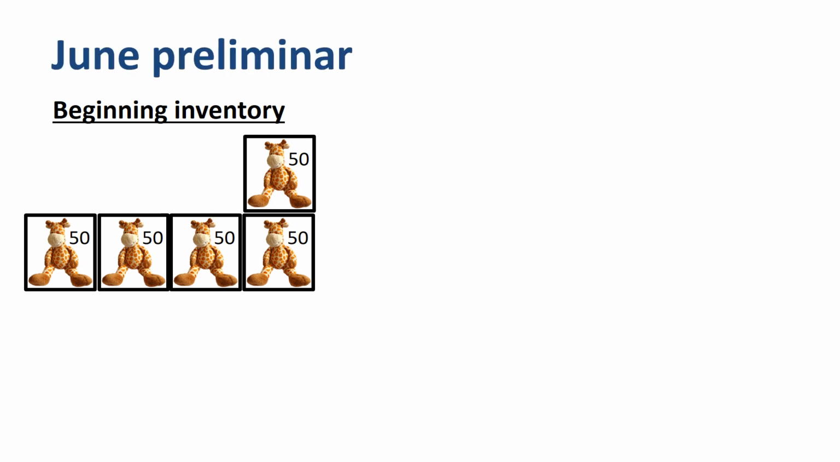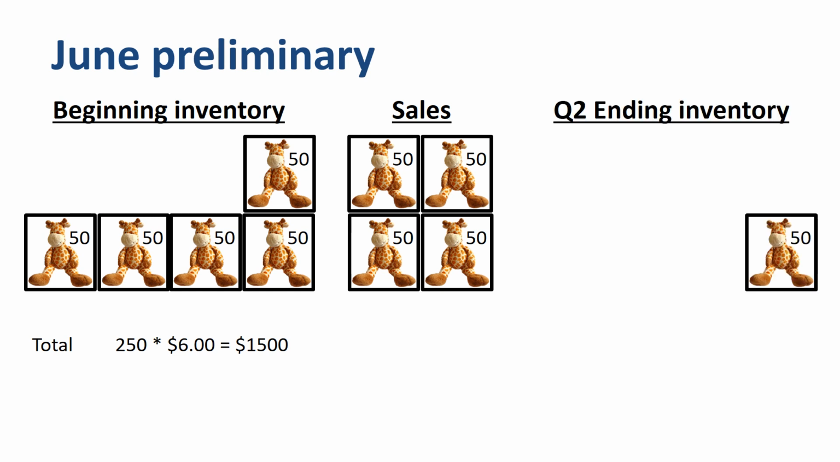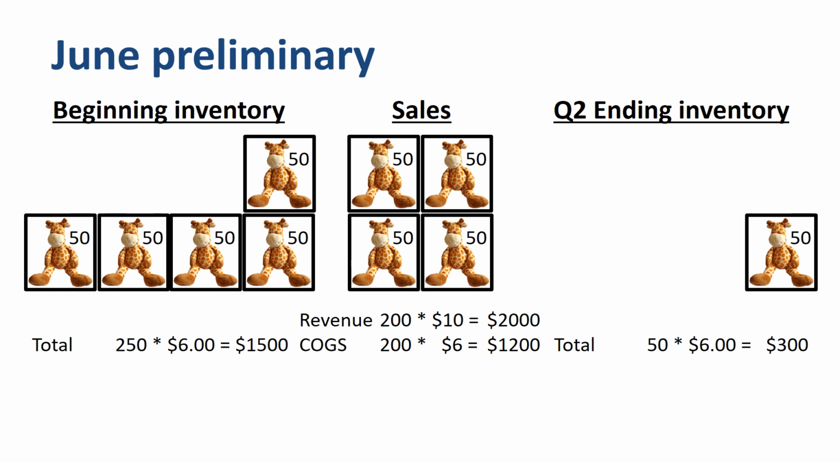4 boxes of Toy Giraffes are sold in June. The ending inventory is just 1 box of 50 units. In the preliminary steps of the quarter-end hard close, this inventory is valued at a standard cost of $6 per unit. 50 times $6 is $300. If we prepare the income statement for June, revenue is 200 units times $10 is $2,000. Cost of goods sold, or COGS, is 200 units times $6 is $1,200.